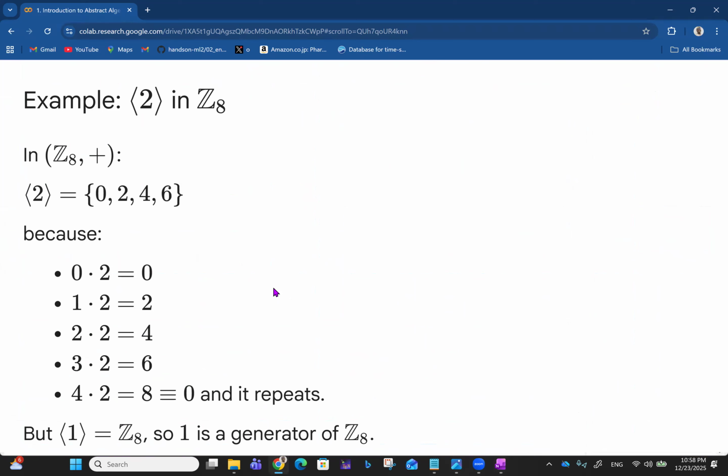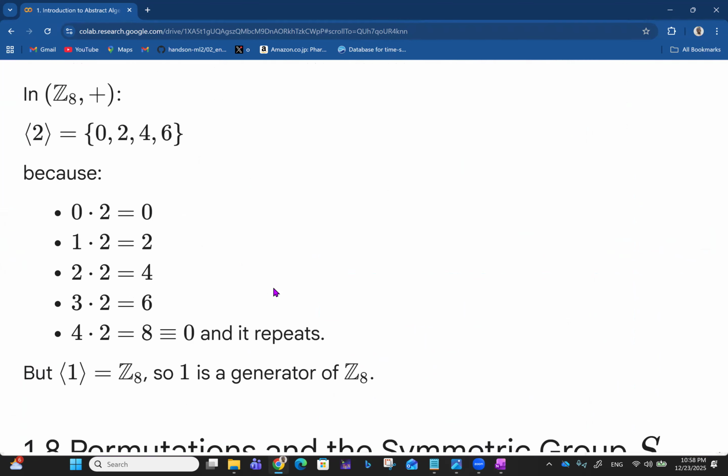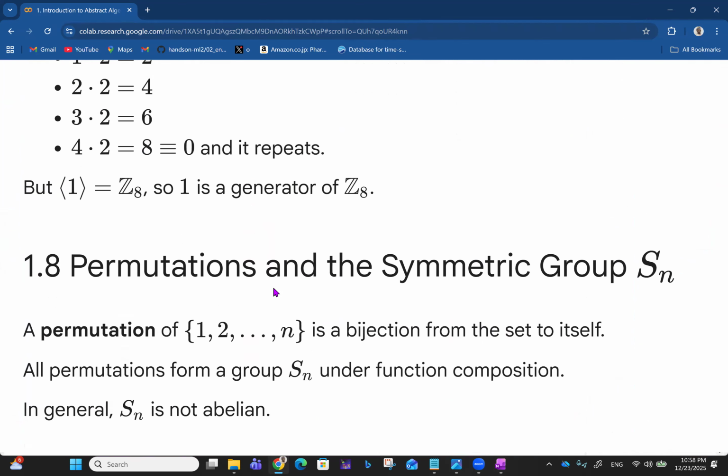We'll talk about cyclic groups in more depth later. So let's talk about permutations and the symmetric group Sn. A permutation of 1, 2, up to n is a bijection from the set to itself. We'll learn about bijections as we move on. All permutations form a group Sn under function composition. In general, Sn is not abelian, meaning it is not commutative.